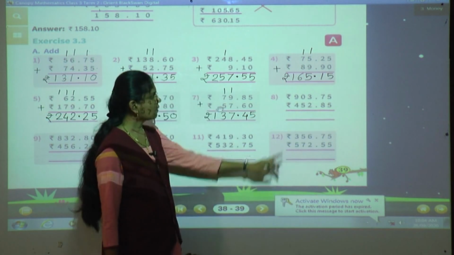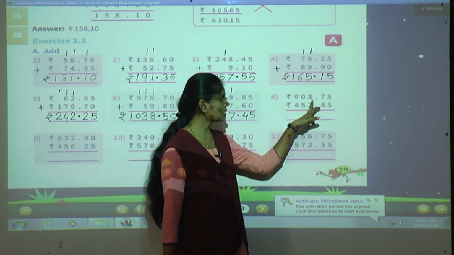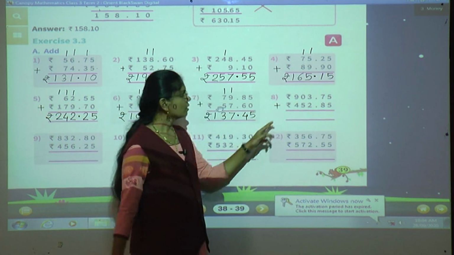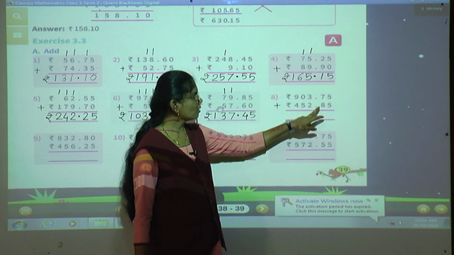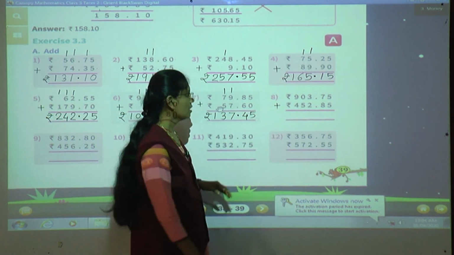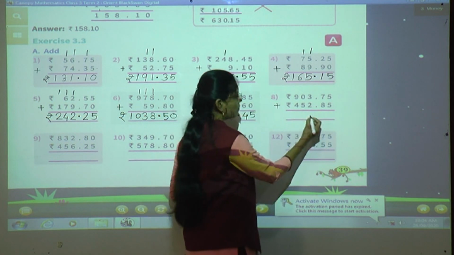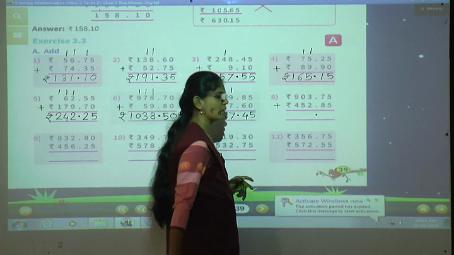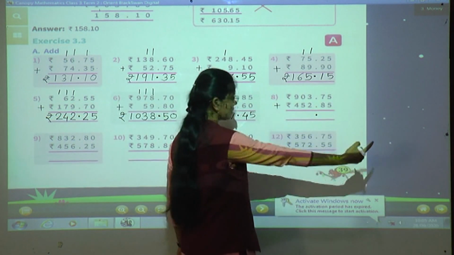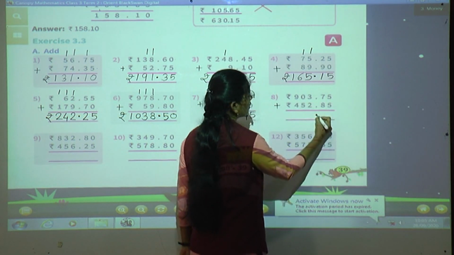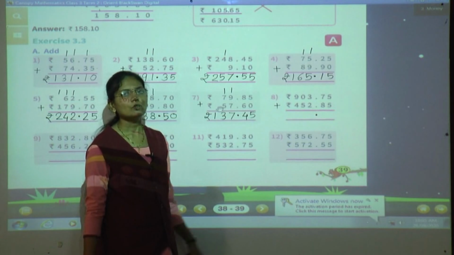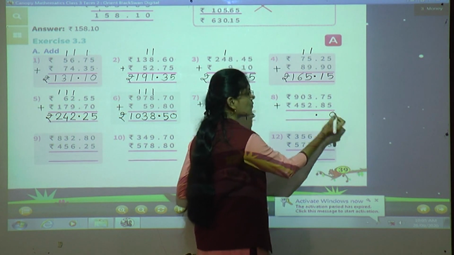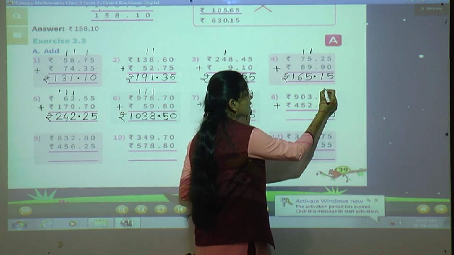Read this value. The first one is rupees 903 and 75 paise. Next, second value is rupees 452 and 85 paise. Now we will do the addition. Before that we will give a dot, one below the other. Then 5 plus 5. Always we should start from the paise, or else always we should start from the right side of the dot. Here 5 is there and here also 5 is there. So 5 plus 5, 10. So here we will write 0 and 1 as a carry.